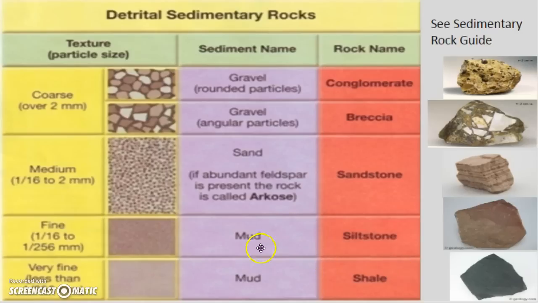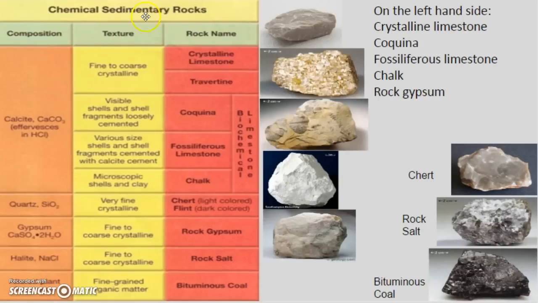We're not going to differentiate. But just to say, muds are going to form these very fine particulate rocks that we're calling shale or mudstones. So these are what we're looking at here, from fine to very fine sediment that accumulates to form these types of sedimentary rocks. Chemical sedimentary rocks are a little bit different.